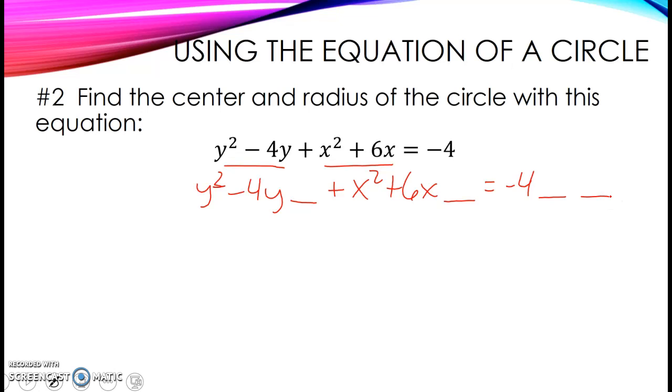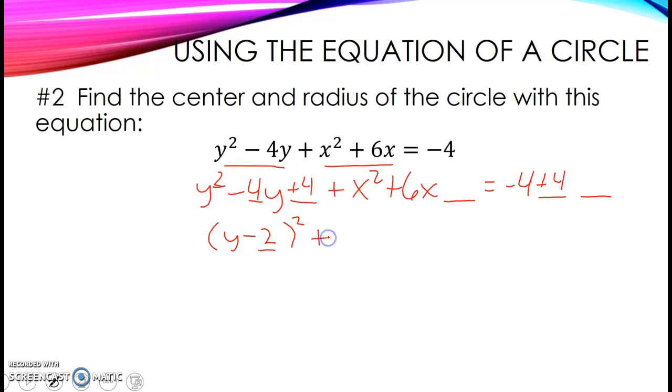Because whatever I do to the left side of the equation, I'm going to do to the right side of the equation as well. So the first one, I want to write this as y minus 2 squared, because half of -4 is -2. But if I do that, there has to be a positive 4 here, because 2 squared is 4. Well, if I add 4 to the left side of the equation, I'm going to add 4 to the right side as well.